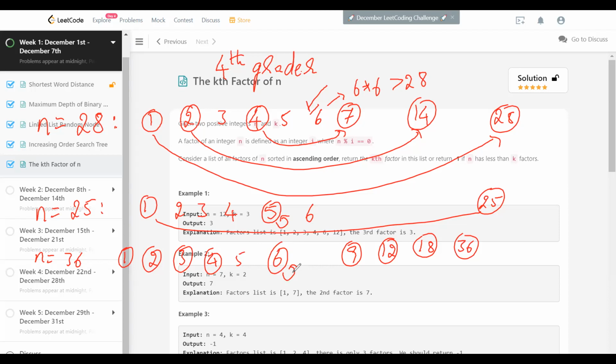So when n is a perfect square, there is an odd number of factors. When n is not a perfect square, there is an even number of factors. And for our method, we don't have to find all the factors. We can find only the factors up to the square root of n, right? So we stop at the middle here. In this case, these are the factors we can find.